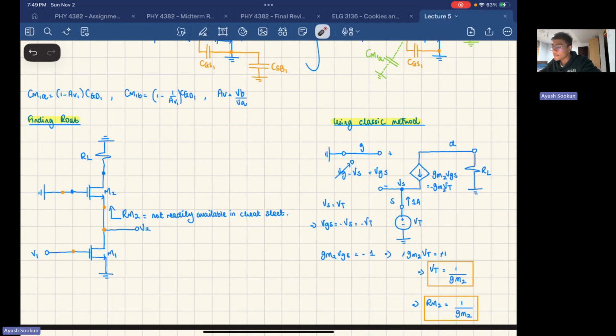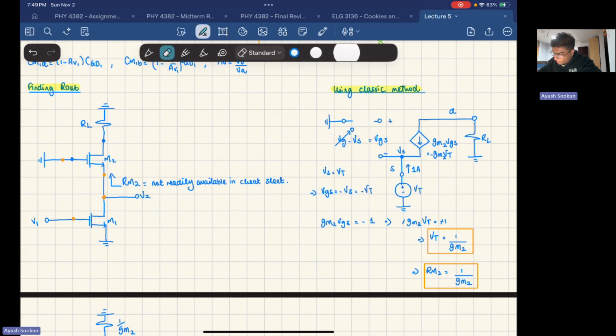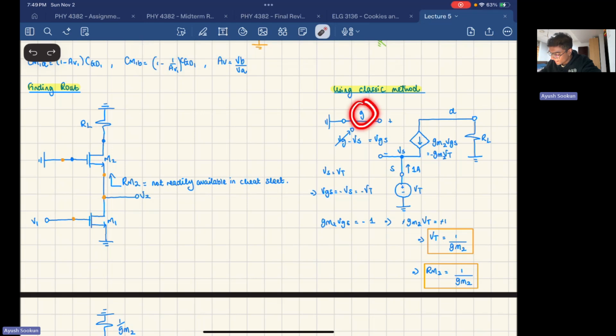If you don't remember how to do this, I have Electronics 1 videos where you can see how. Here, I can tell that VGS is VG minus VS, where the gate is grounded. So VG is 0, and VGS is equal to minus VS. You can see that VT and VS are pretty much the same thing. So if VGS is minus VS and VS is VT, then VGS is minus VT. That's one thing.